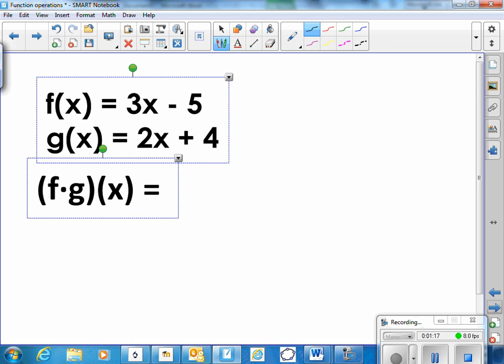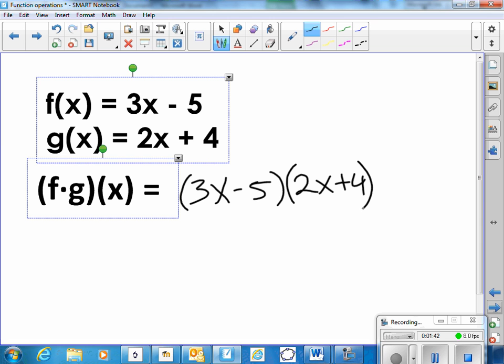What if I multiply the two functions? So the function 3x minus 5 times 2x plus 4. So I'm going to write 3x minus 5, put that in parentheses, and then the 2x plus 4. I'm not going to write the multiplication dot, but two expressions in parentheses next to each other is implied that they are multiplied.